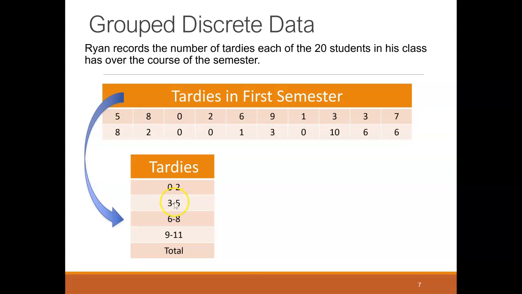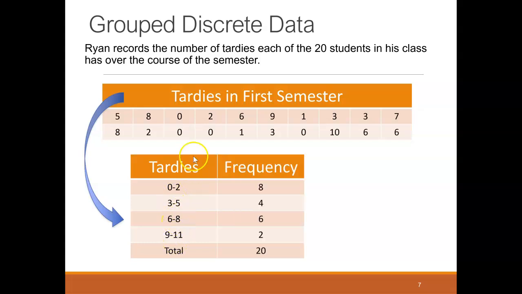So we made our groups. Notice each group has the same range. So now we go ahead and count. So 8 students had 0 to 2 tardies. So 1, 2, 3, 4, 5, 6, 7, 8, etc. The total still was 20 because we knew there's 20 total students to begin with. Everybody's cool with how we did that?